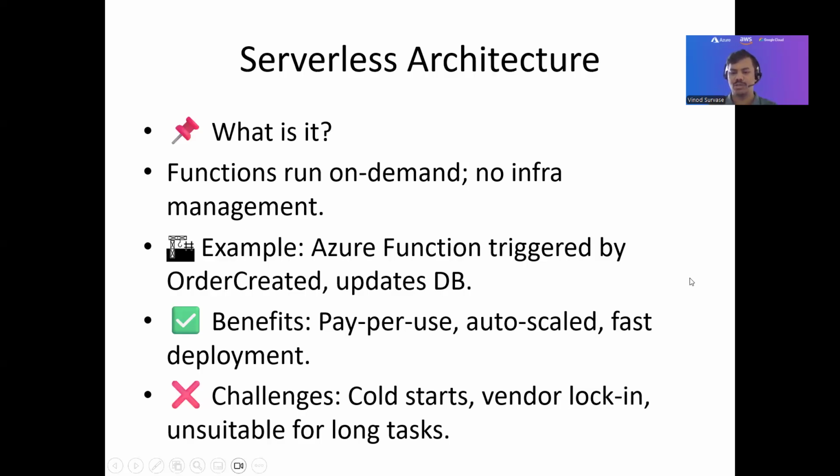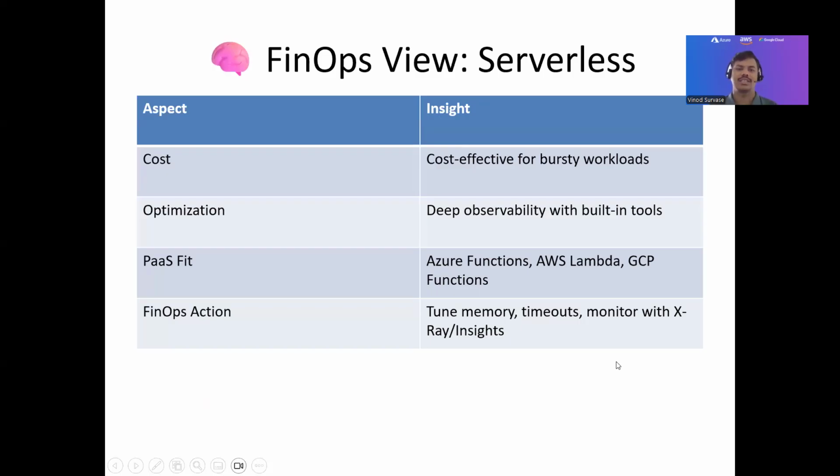So let's look at the FinOps one. You can see aspects and insights for this one: cost effective for bursty workloads, which is going to be very useful when there are workloads which might not be suitable in other architectures, be it monolith or any other. But in serverless, that's going to fit. On the optimization, we can see deep observability with built-in tools to get visibility and control, and we should be able to find and observe those and do the optimization effectively.